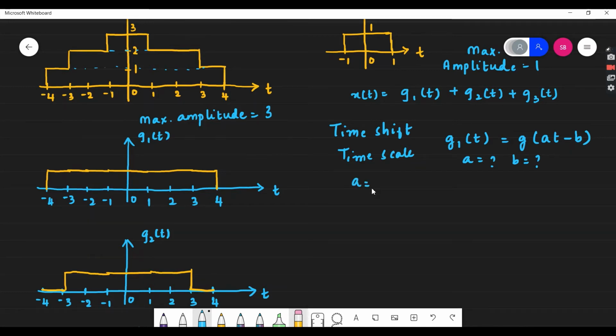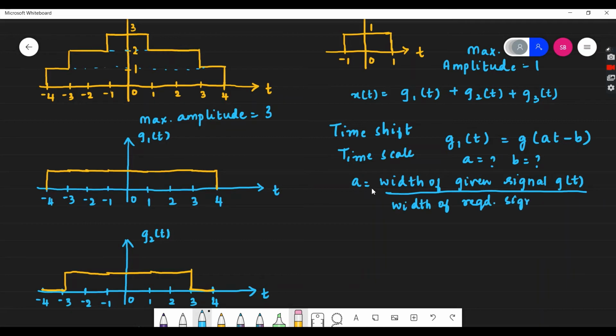In order to compute the constant A, this is a universal equation which holds good for any problem of expressing an X of T signal in terms of G of T. So to compute the constant A, I will use the equation: width of the given signal G of T divided by width of the required signal G1 of T. Similarly, for G2 of T, it will be the width of the given signal G of T divided by the width of the required signal G2 of T. For G3 of T, it will be the width of the given signal G of T divided by the width of the required signal G3 of T.